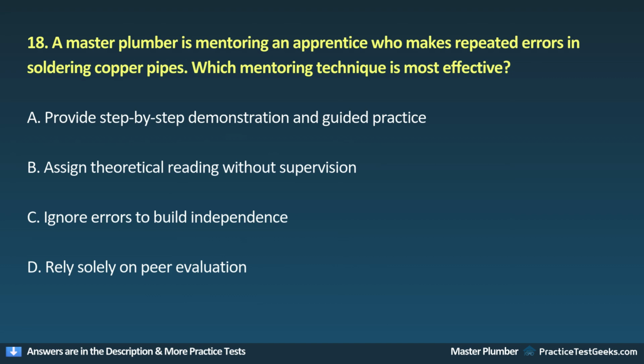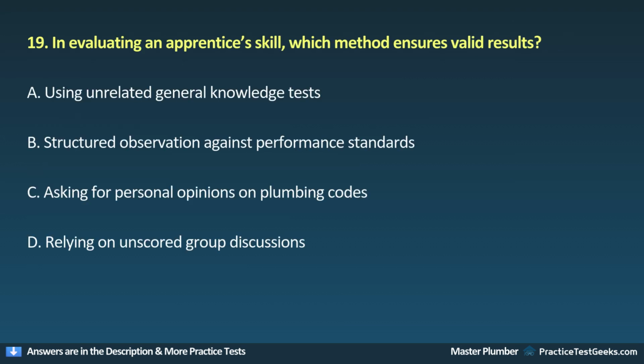18. A master plumber is mentoring an apprentice who makes repeated errors in soldering copper pipes. Which mentoring technique is most effective? A. Provide step-by-step demonstration and guided practice. B. Assign theoretical reading without supervision. C. Ignore errors to build independence. D. Rely solely on peer evaluation.